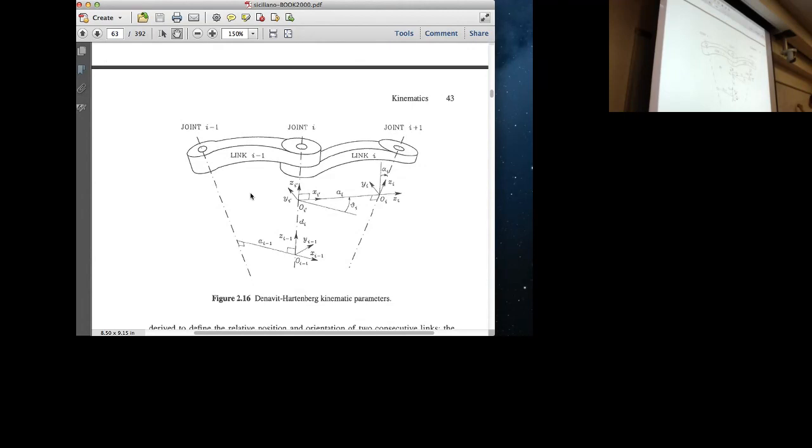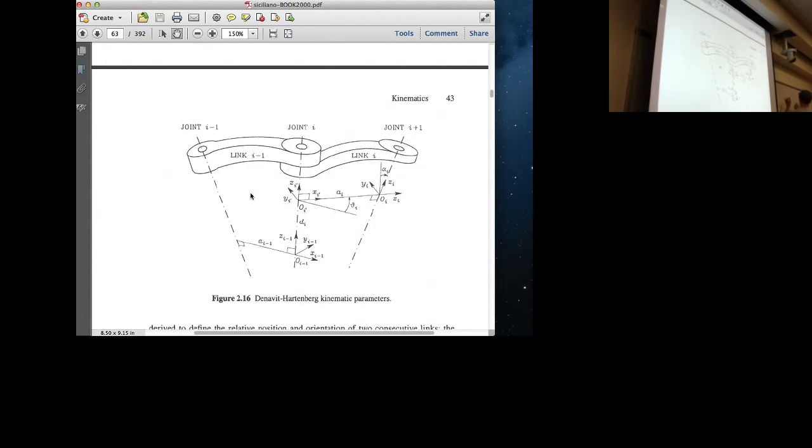C1 minus S1, 0, S1, C1, 0, 0, 0, 1, then becomes 0, 0, 1 by convention. The offset is A1 in the x direction, so I have to express that here: A1 cosine 1, A1 sine 1, 0. Okay? So that hits me here. And now I do the next one, it's the same.